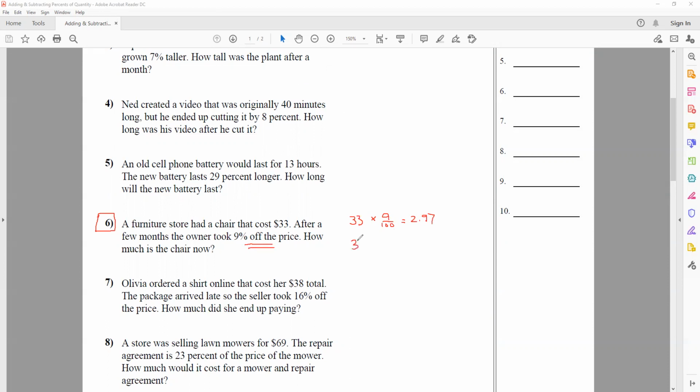So 33 minus 2.97, which is like... You do it. I can't tell you. 30.03. Yes, good job. Nice work. Keep your smiley face, okay? All right, good job.